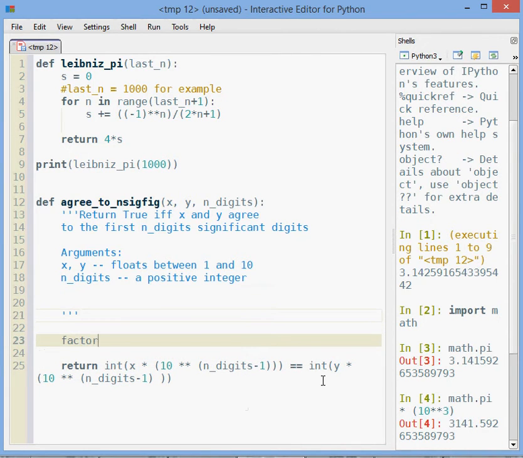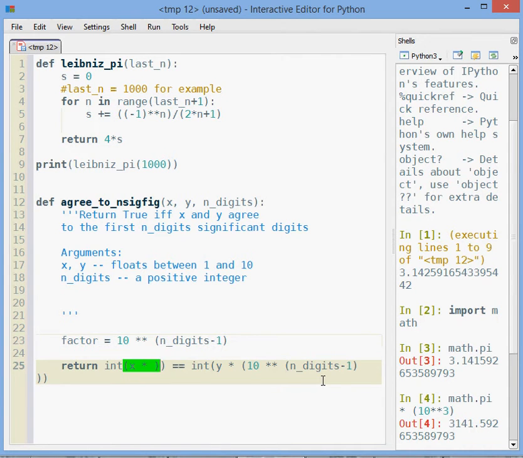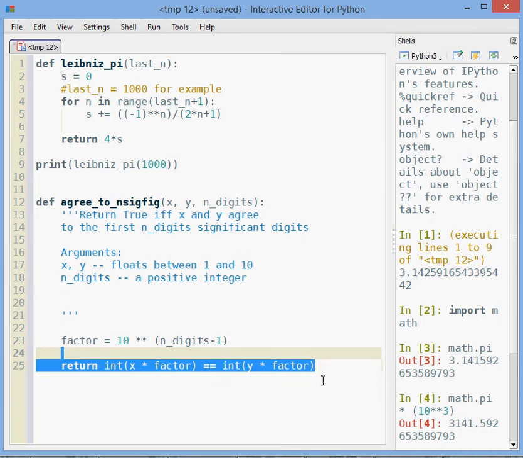So let's take out this factor so that it looks nicer. So the factor is going to be 10 to the power of n digits minus 1. And this is going to be x times factor. And this is going to be y times factor. And we just return if those happen to be equal, then that means that they agree to n digits. And if those happen to be not equal, then the equality is false, and we'll return false because they don't agree. So let's try it.